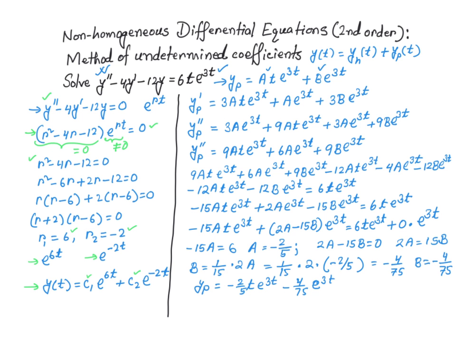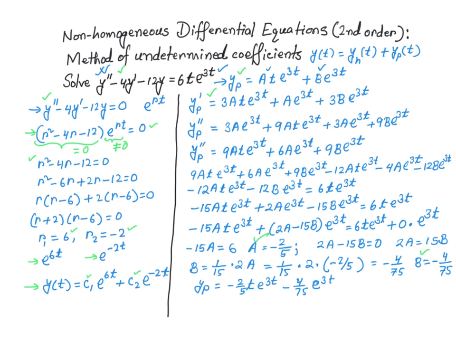If we plug these values into this differential equation and simplify it, we finally get a is equal to negative 2/5 and b is equal to negative 4/75. By the way, these steps are pretty straightforward. It's just a bunch of algebra. So this is your y sub p.